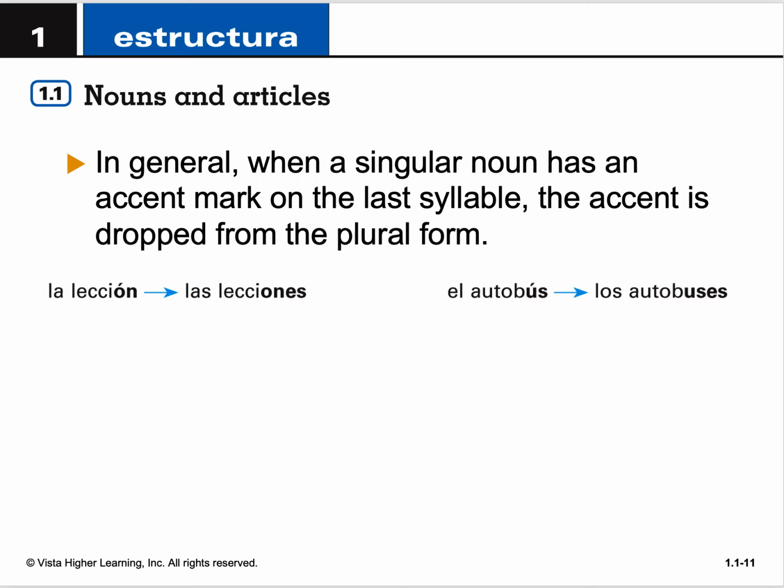This is a place that Portales is really going to be a place to pay attention to, making sure that if you type lecciones with an accent over the O, it's going to mark it wrong because you should have dropped the accent. So before you click submit in Portales, ask yourself, should this have an accent? If it's plural, the answer is no. It will be dropped in the plural form.